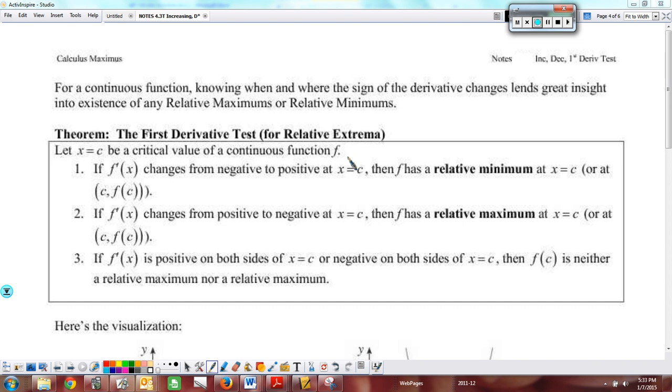we're going to do the first derivative test for relative extrema. Now, notice that the first thing we're going to have here is that x equal to c needs to be a critical value of a continuous function. Remember that we're looking for when the derivative f prime of c is equal to 0, or f prime of c does not exist or is undefined. We're taking care of our nice hills and valleys here. These are our critical values because of that.